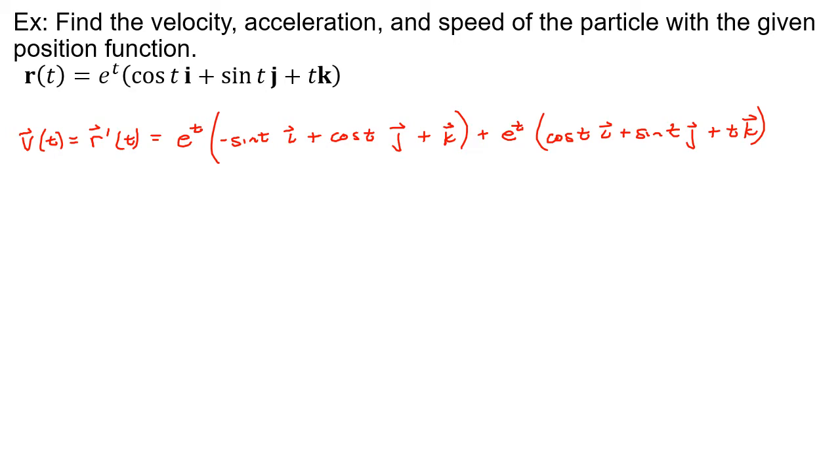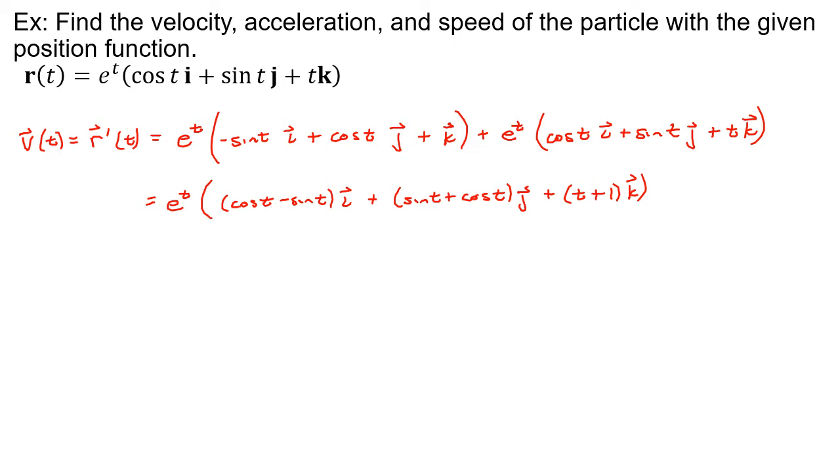And so then I would probably group them together. There's an e to the t on both of them that you can factor out. And this would be a cosine minus sine on the i. It would be a sine plus a cosine on the j. And it would be a t plus 1 on the k. That would be your velocity. No identities here. Sine plus cosine, stuff like that doesn't do a whole lot.